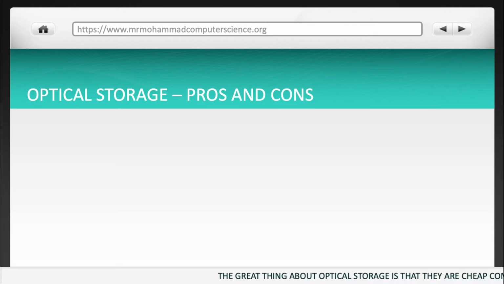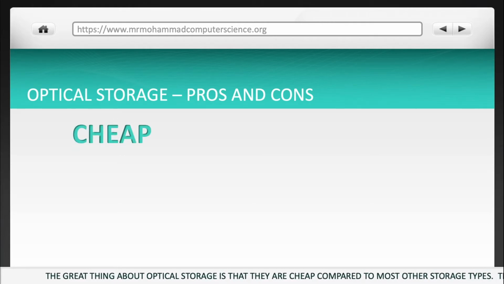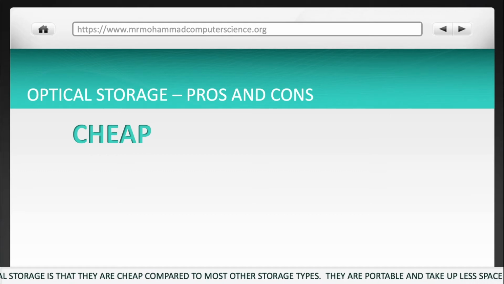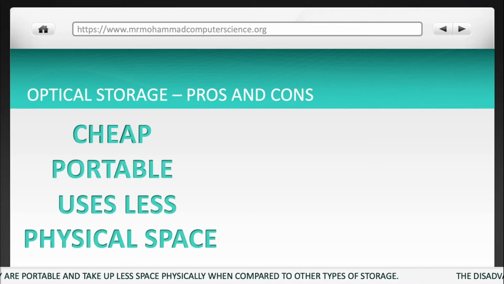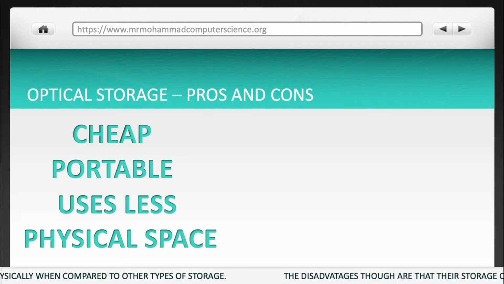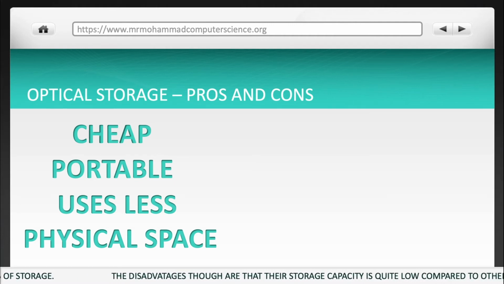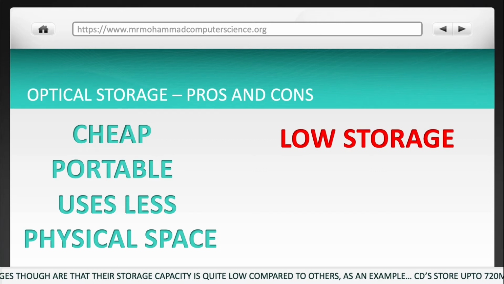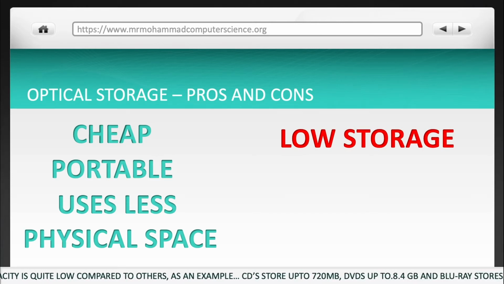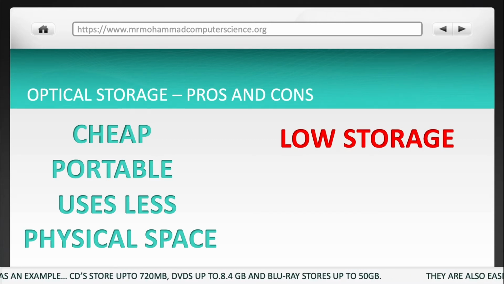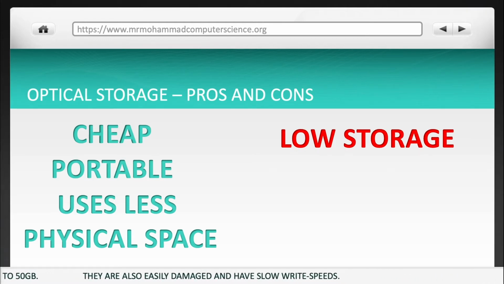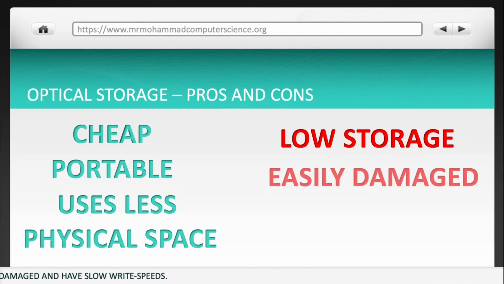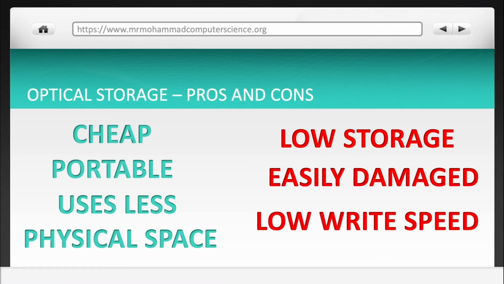The great thing about optical storage is that they are cheap compared to most other storage types. They are portable and they take up less space physically when compared to other types of storage. The disadvantages, though, are that their storage capacity is quite low compared to others. As an example, CDs can have 720 MB, DVDs 8.4 GB, and Blu-ray discs stored 50 GB. They are also easily damaged and have slow write speeds.